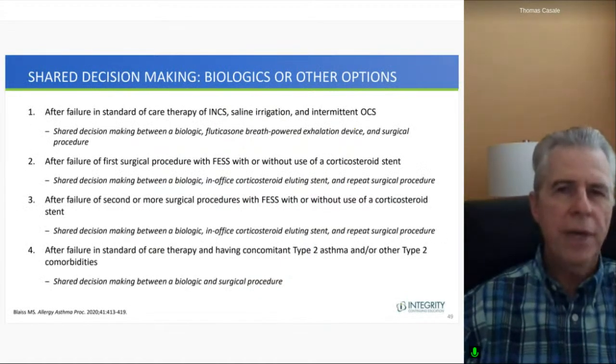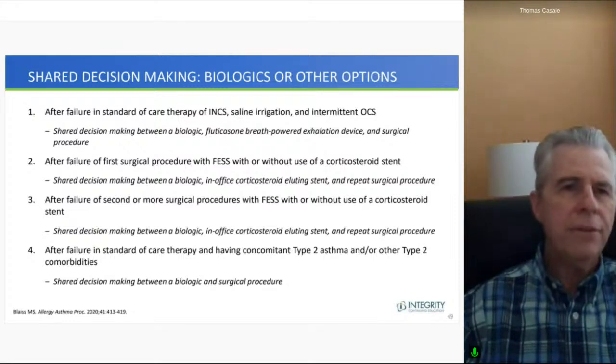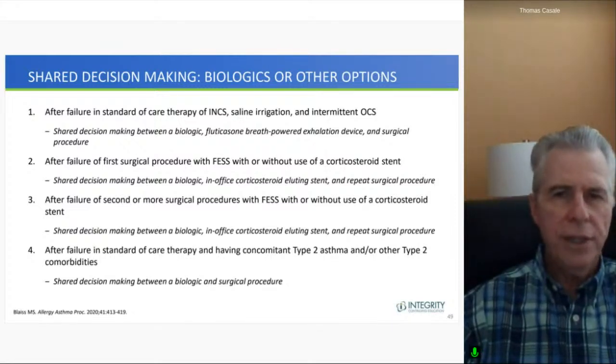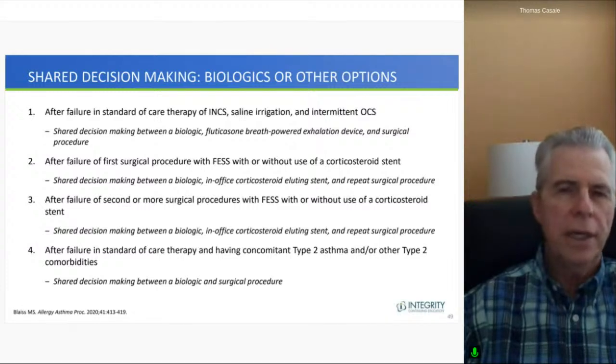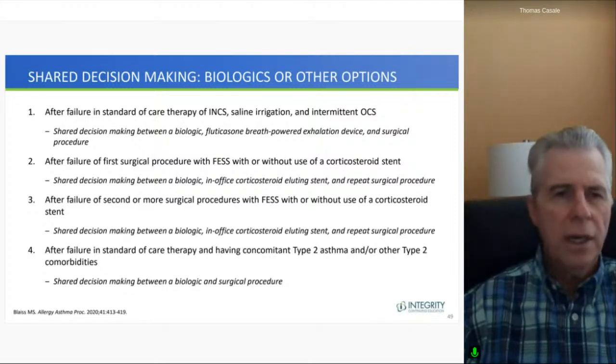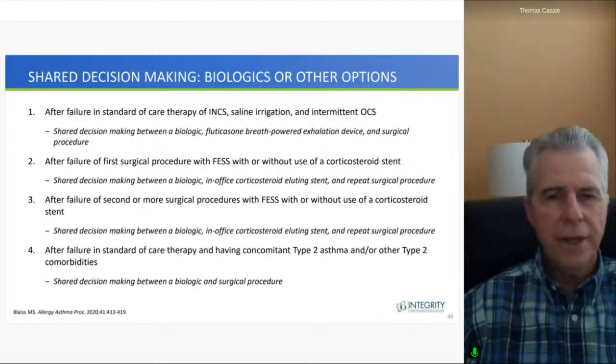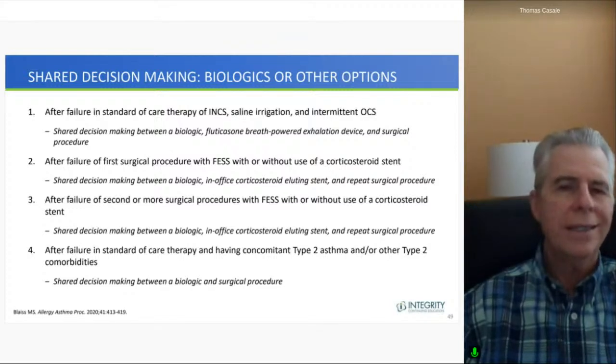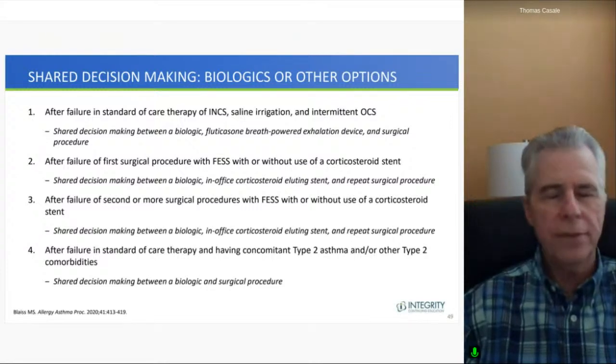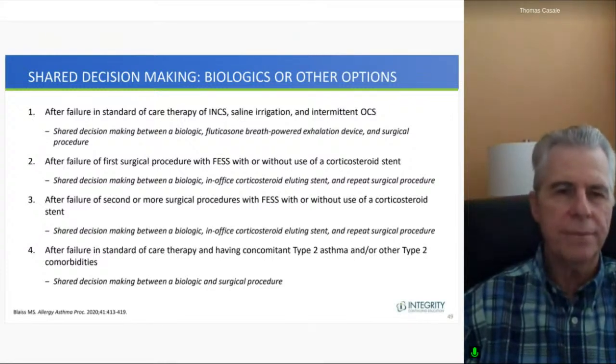This shared decision-making should occur after failure in standard of care with intranasal corticosteroids, irrigation, and intermittent oral corticosteroids, after failure of a first surgical procedure with or without a corticosteroid stent, after failure of second or more surgical procedures, and after failure in standard of care in a patient that has concomitant type 2 asthma and/or type 2 comorbidities, for example, atopic dermatitis.